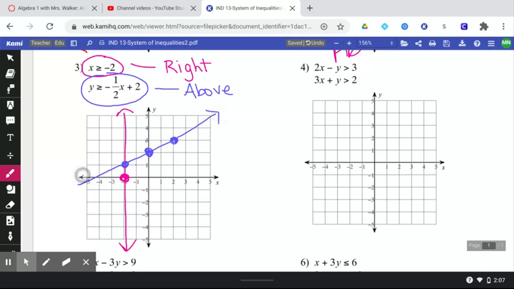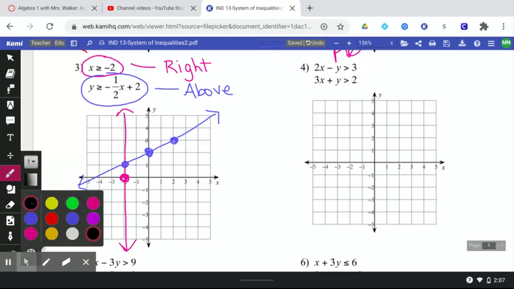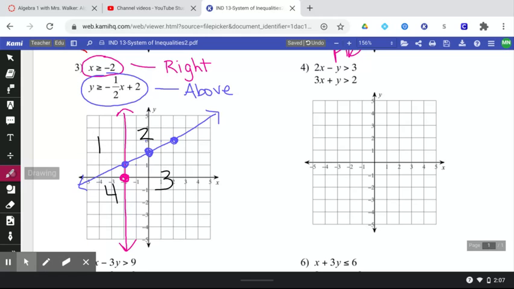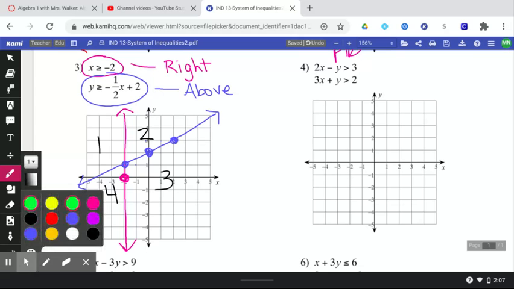So just like the last time, we created 4 sections of the graph. There's 4 sections here. And we want to ask ourselves which one is to the right of the pink line and above the blue line. And our answer to that is section 2. So this section up here, any ordered pair in this shaded area would be a solution to both inequalities.